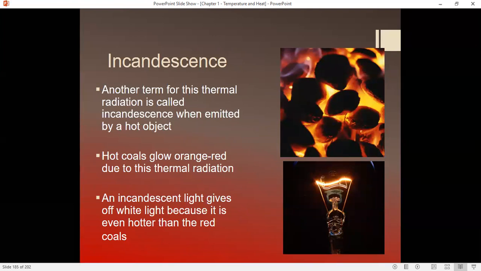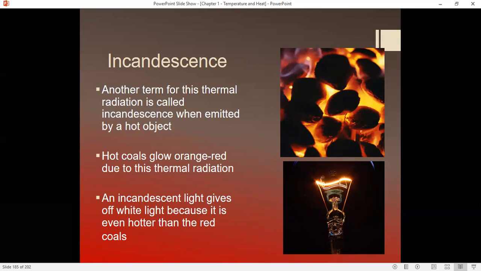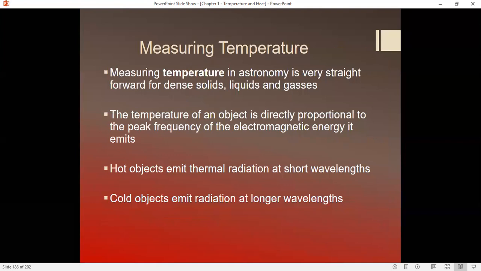We call the process of glowing due to thermal radiation incandescence. So for instance, here's some hot coals. They're glowing orangish red because their temperature is around 1,000 degrees Celsius. Incandescent bulbs glow mainly in the infrared. That's why they're so inefficient, but they also give off this whitish, yellowish glow because they're about 2,000 degrees Celsius. So incandescence is another term for giving off black body radiation.